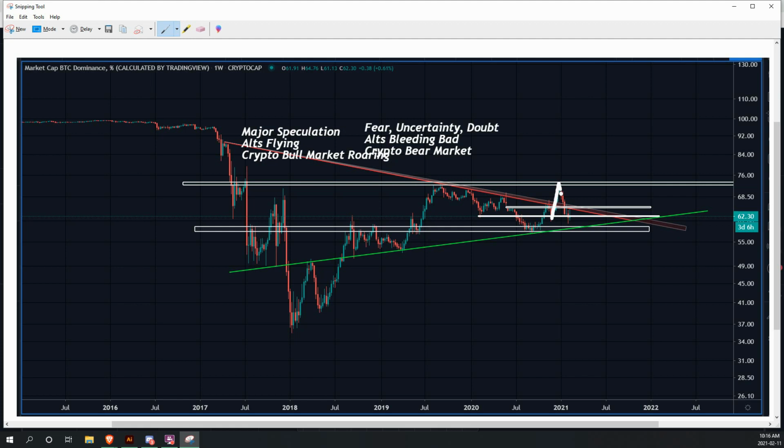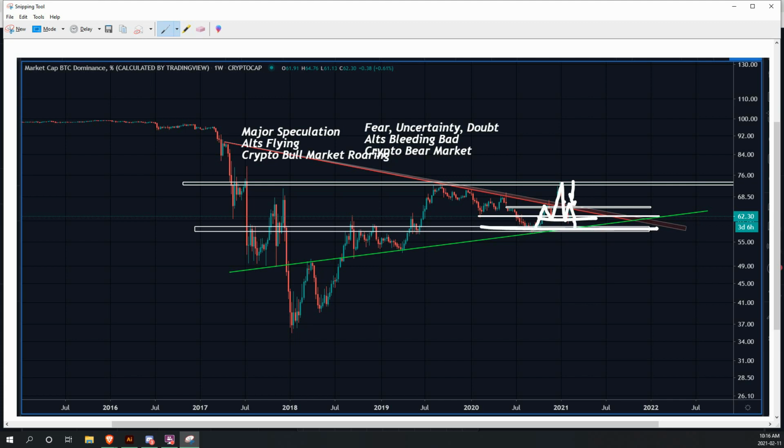We saw a fake out right here where we broke above this zone, but we came right back into this triangle, and now we're trading within this triangle, and the price action looks very, very bearish. Lots of wicks to the upside, and we do see a nice potential head and shoulders right here, and we see lots of wicks on this right shoulder.